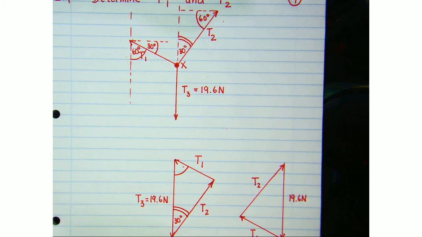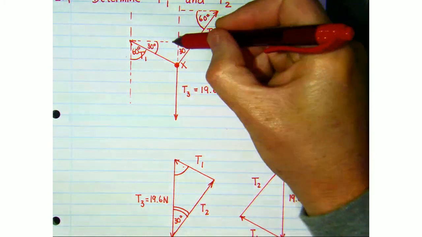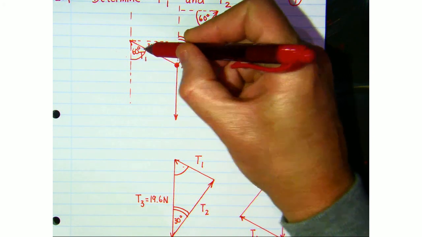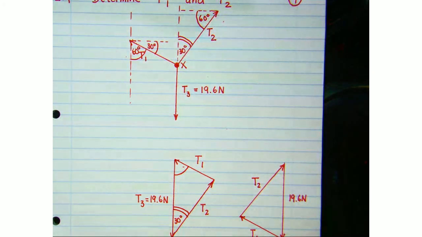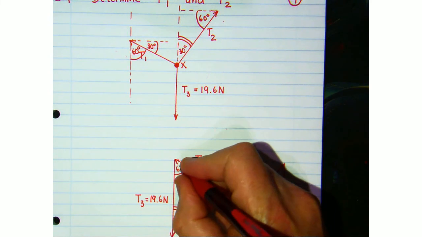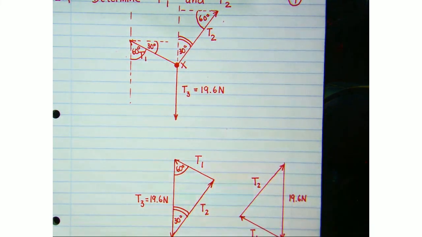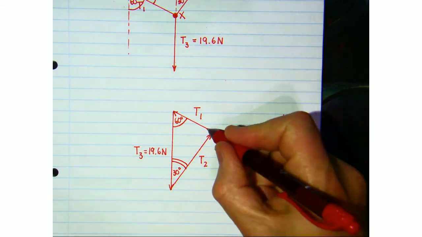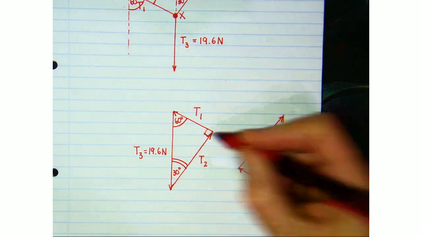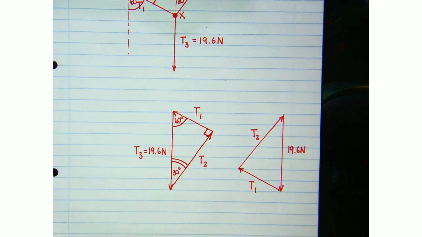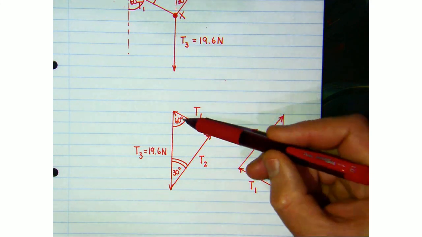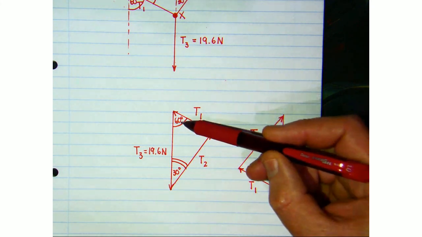Because the ceiling was horizontal, that was 30. So the vertical must make an angle of 60 degrees with T1. So that gives us 60 degrees, and then we know by the angles of a triangle that this is a right angle, because they've got to add up to 180. So the toughest part of drawing the triangle of forces is really just filling in the angles.